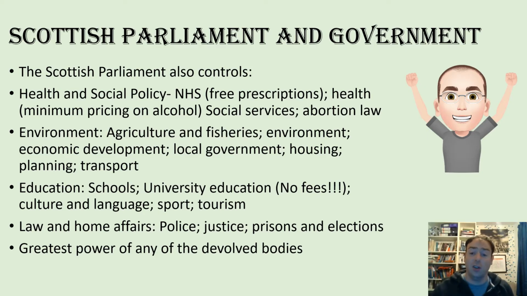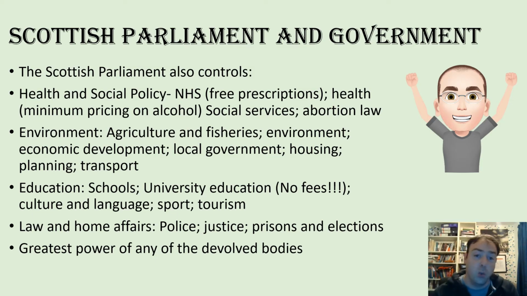In education, the Scottish school system is completely different, and that has been even before devolution. Their exam systems are different. They have control over university education, and notably Scottish students don't pay any fees. They have control over culture, language, sport, and tourism. They have a great deal of control in terms of law and home affairs. They have control over the police, over the justice system, over the prisons, and over elections. So the Scottish Parliament has the greatest level of power of any of the devolved bodies. And yet there is still that demand for independence, that demand for more.